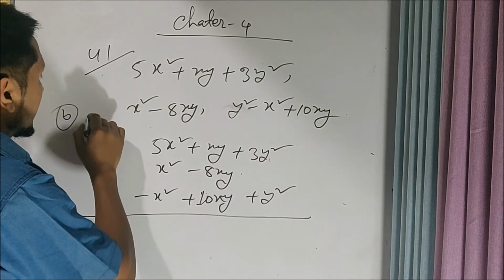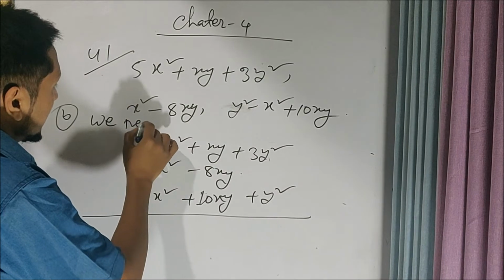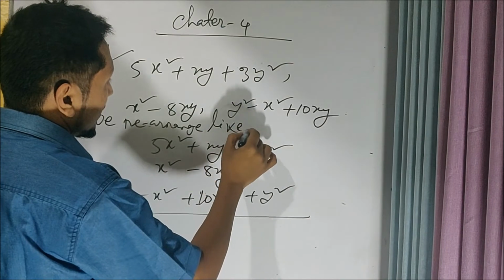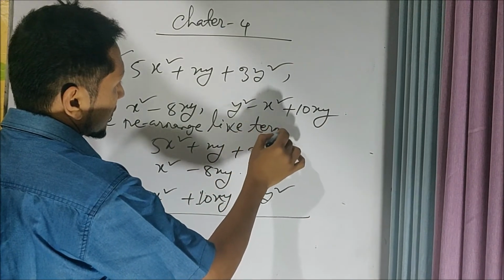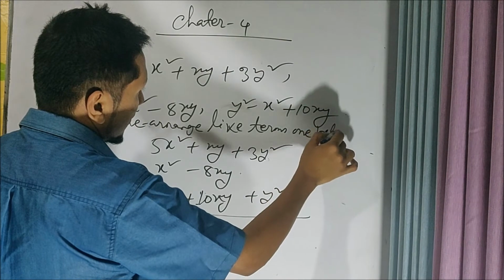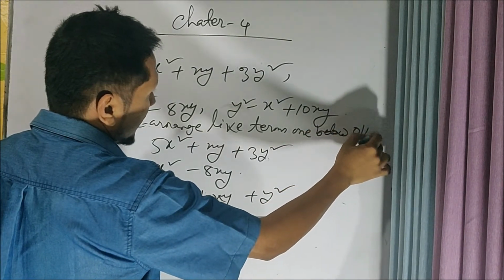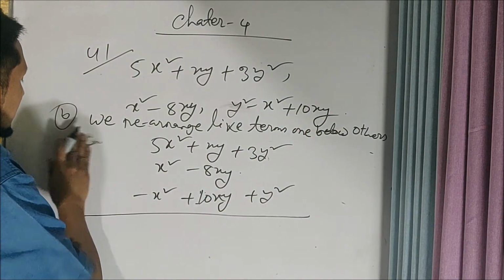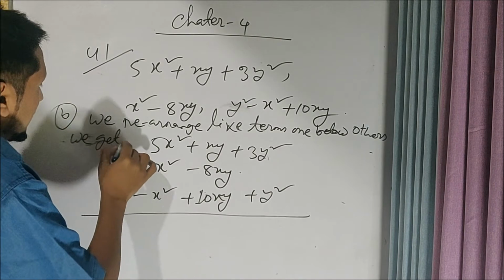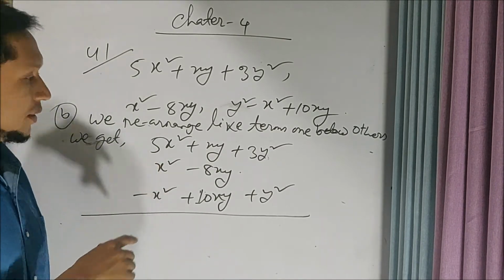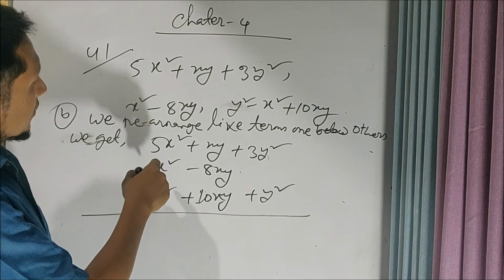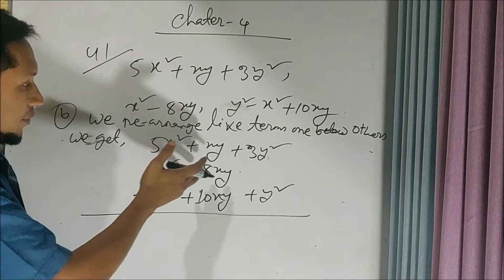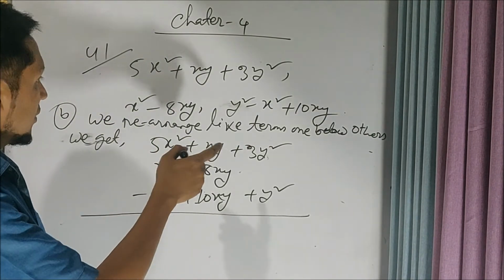Okay, so we rearrange like terms or similar terms, one below others we get. So the statement, if we give the statement, then the method will be smart. Then you can use it. We rearrange the like terms one below other we get.